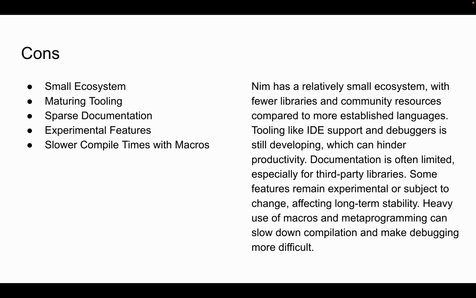Heavy use of macros and metaprogramming can sometimes slow down compilation and make debugging more difficult. So overall, the cons include a small ecosystem, maturing tooling, sparse documentation, experimental features, and slower compile times with macros at times.